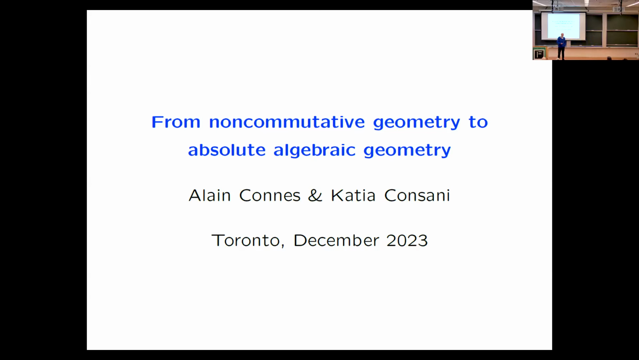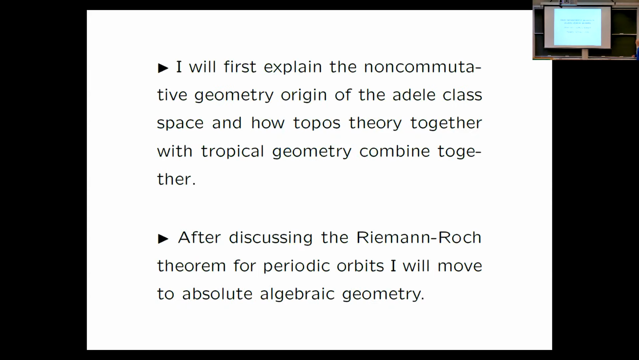And it uses topos theory, and it uses a new kind of coefficients, which at first are in tropical geometry. And then what we found out with Katia by going much further is that in fact what we need is what I call in the title absolute algebraic geometry. So this is the plan of the lecture. In the first part, I will explain the non-commutative geometry origin of the things, and then in the second part, I will move to this absolute algebraic geometry.